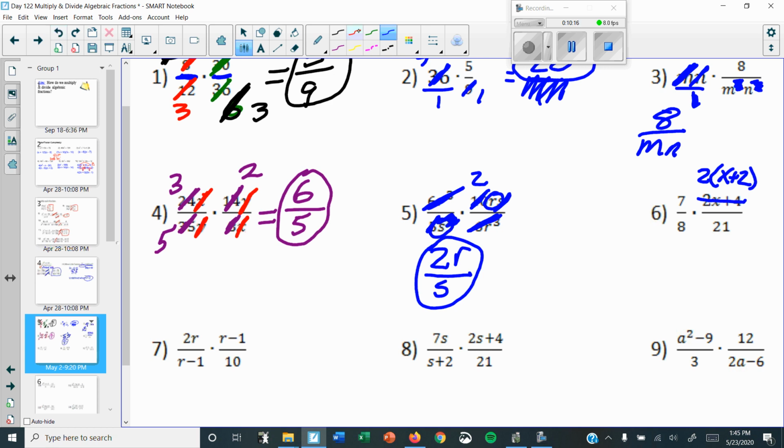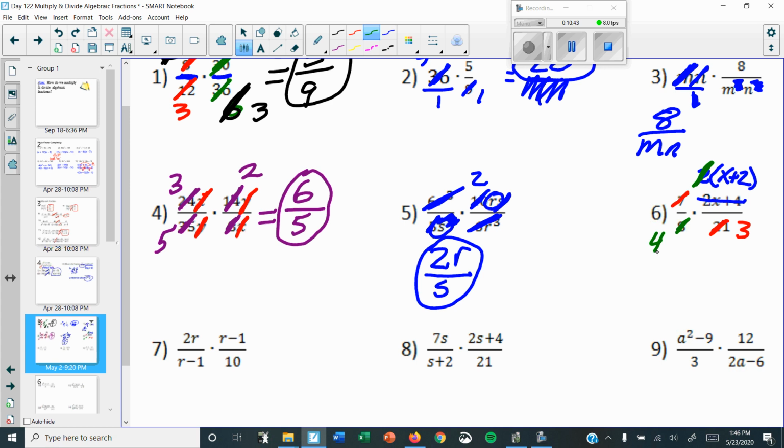So now let the mad canceling begin. I see 7 and 21. You can take a 7 out of both. That becomes a 1 or just disappears. And 21 divided by 7 is 3. What else can I do? The 8 and the 2, remember, if it's outside, it's now fair game. 2 and 8, you can take a 2 out. 2 divided by 2 is 1, so that disappears. 8 divided by 2 is 4. Is there anything else? No.